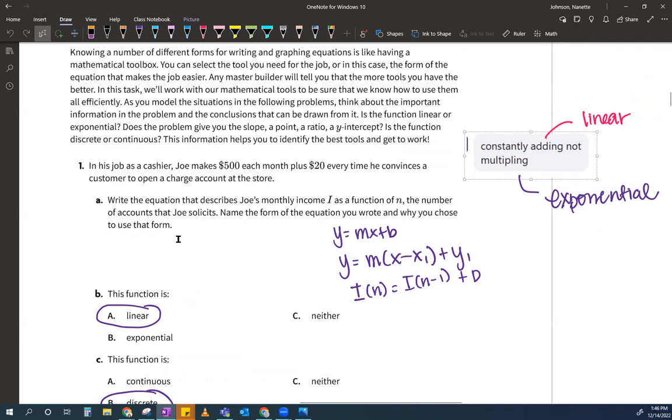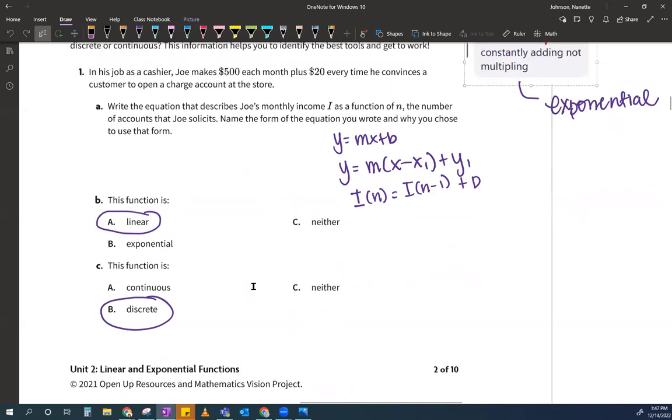So it's not a loading bar. Someone says it's kind of like downloading, like a progress bar when you're downloading something. This is not that. He gets $20 every account, right? He's not going to get 20.50. Very good. There's no such thing as 2.5 accounts. It's discrete or neither. Very good.